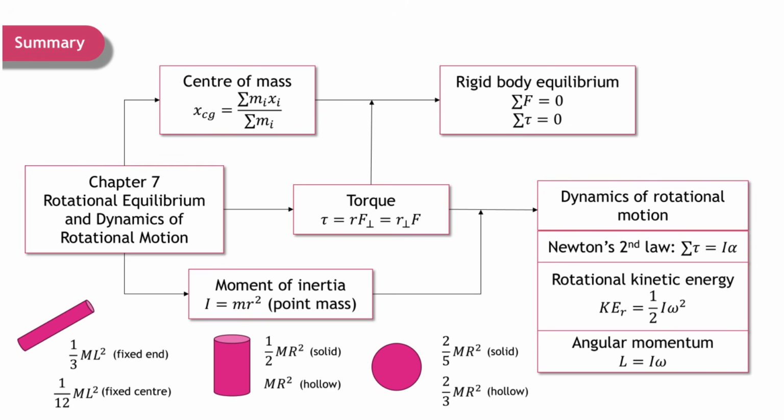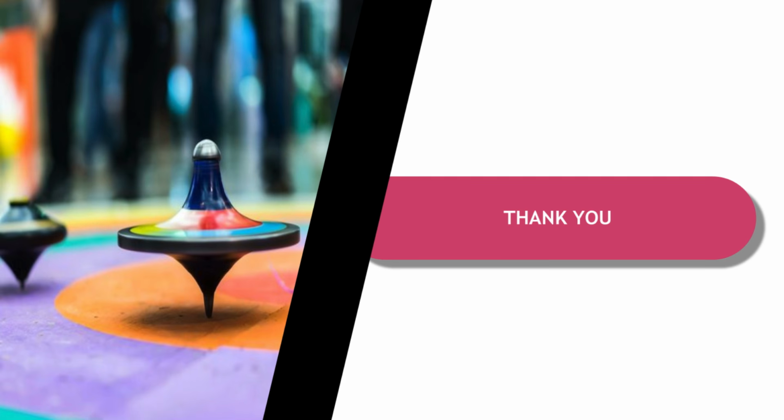Finally, we explored the dynamics of rotational motion, including Newton's second law for rotation, rotational kinetic energy, and angular momentum together with its conservation. Throughout this chapter, remember the key idea: rotational motion is closely analogous to linear motion. Once you understand the parallels between the two, solving rotational problems becomes much more intuitive. Thank you. End of this chapter on rotational equilibrium and dynamics of rotational motion.